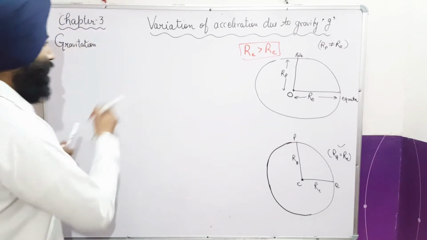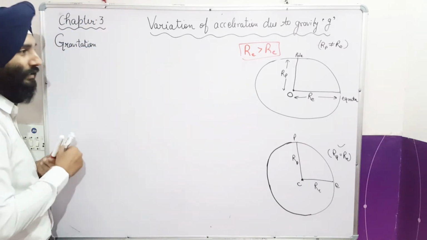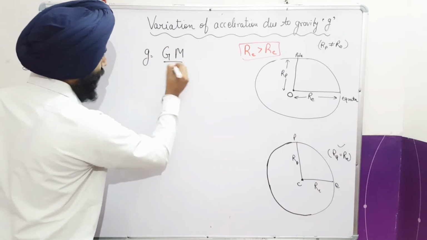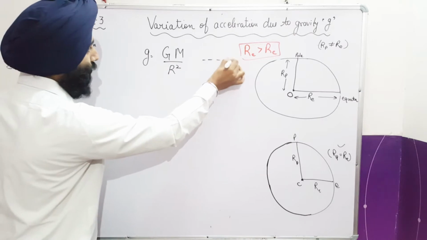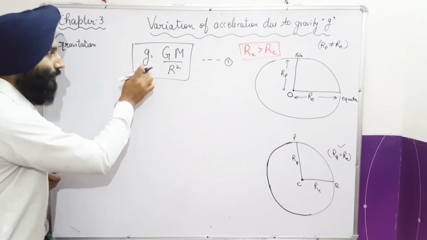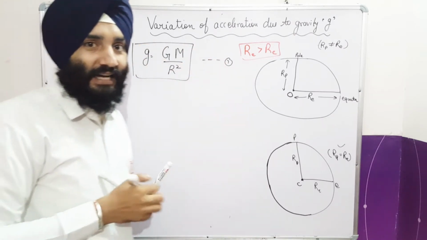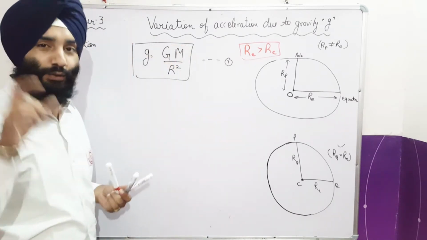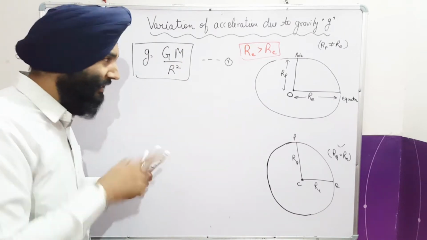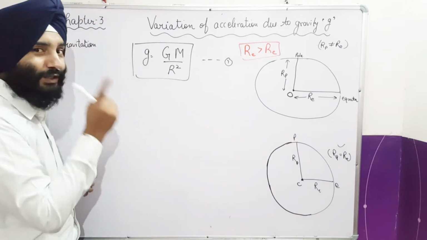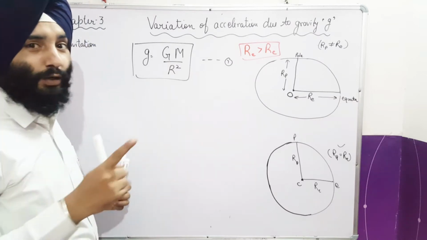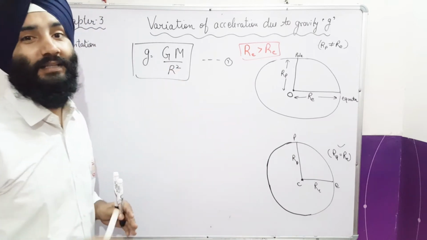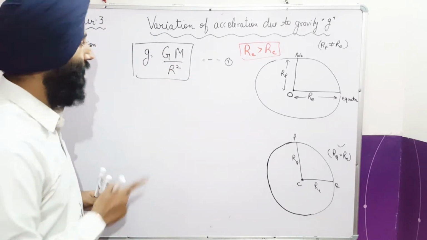As you know, the formula of acceleration due to gravity is g equals capital G M upon r square. At first, you have to be clear about the difference between small g and capital G. The small g is the acceleration due to gravity, and capital G is the universal gravitational constant, whose value is 6.67 into 10 raised to power minus 11 Newton meter square per kilogram square.